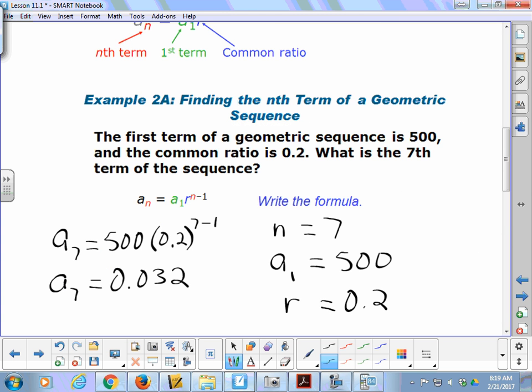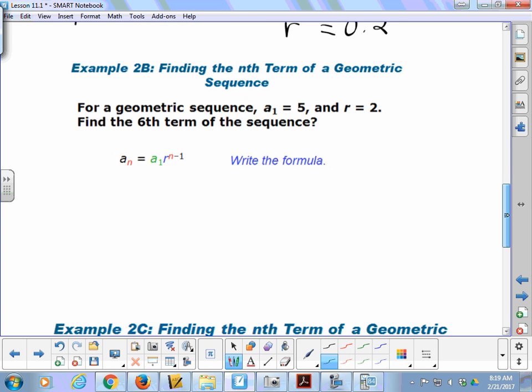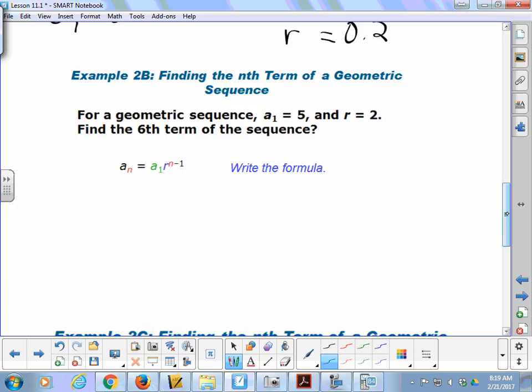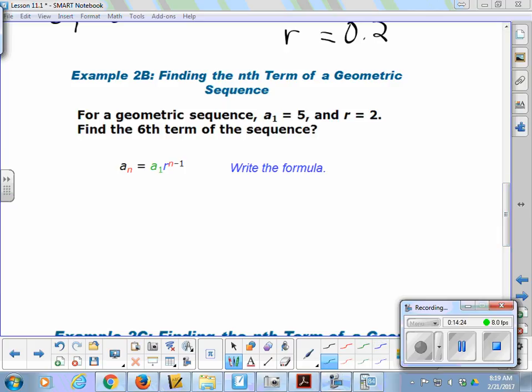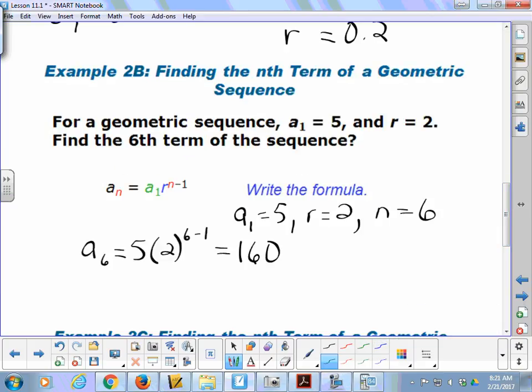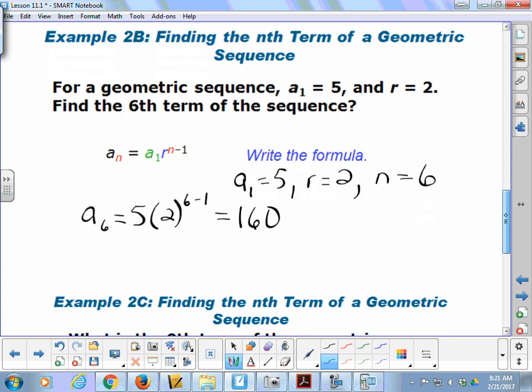All right. So get another one. Geometric sequence, a sub 1 equals 5, r equals 2. Find the sixth term of the sequence. All right, why don't you go ahead and just find that one. All right, so plug in 5 for a sub 1, 2 for r, n equals 6, and we get 160 for that one. All right, let's look at another example.